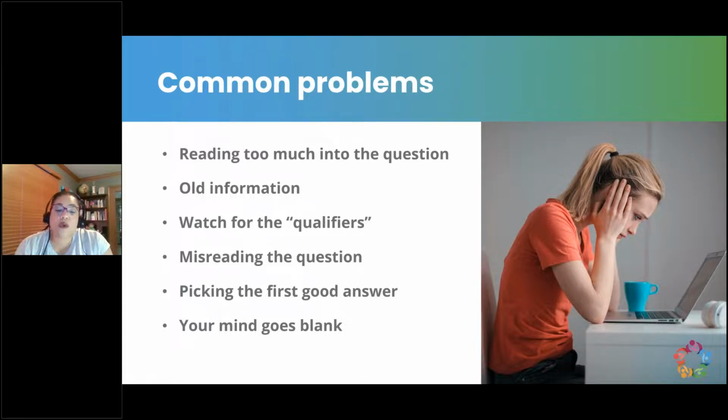Sometimes your mind will go blank. Don't panic. Remember, I talked about taking that deep breath. That may seem second nature to some, but not so much to others. I know sometimes when I get nervous, the first thing I do is hold my breath. So take a breath, don't panic, proceed logically, and again, eliminate the wrong answers and make your best choice.